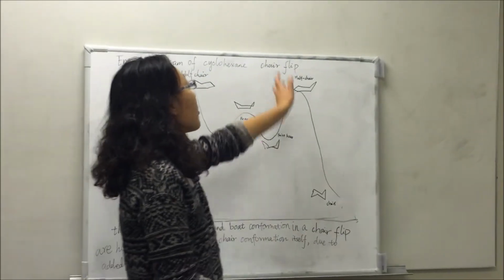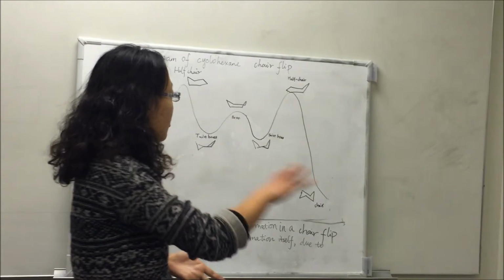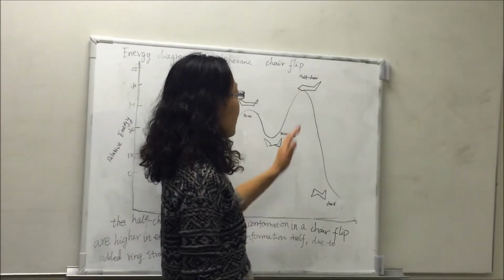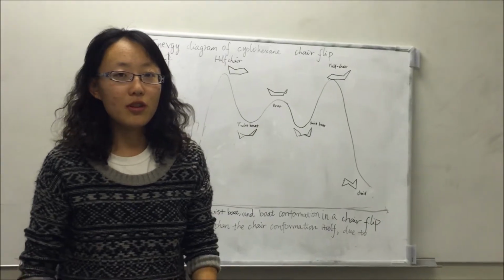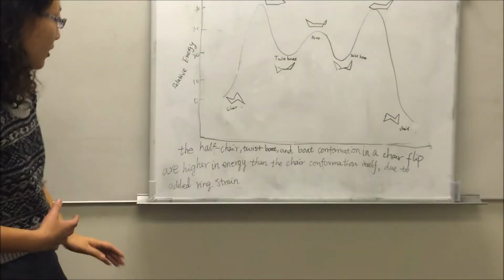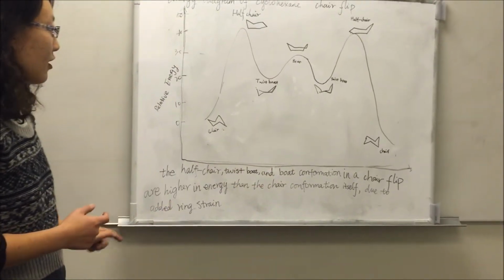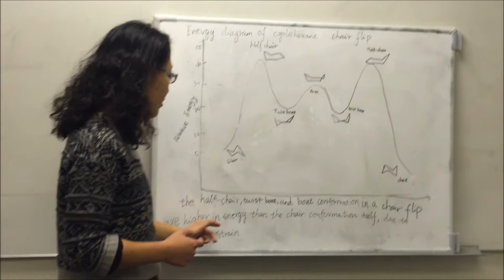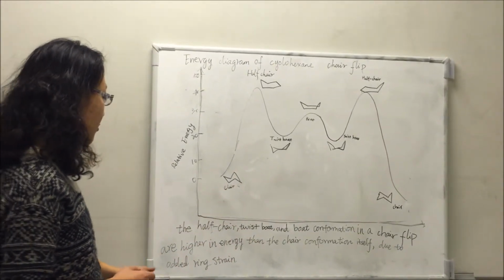And from twist boat to the half chair conformation, the ring strain is increasing, so the energy is increasing. And then from the half chair to the chair conformation, the ring strain is decreasing and the energy is decreasing. So the half chair, twist boat, and the boat conformation in a chair flip are higher in energy than the chair conformation itself due to the increased ring strain.